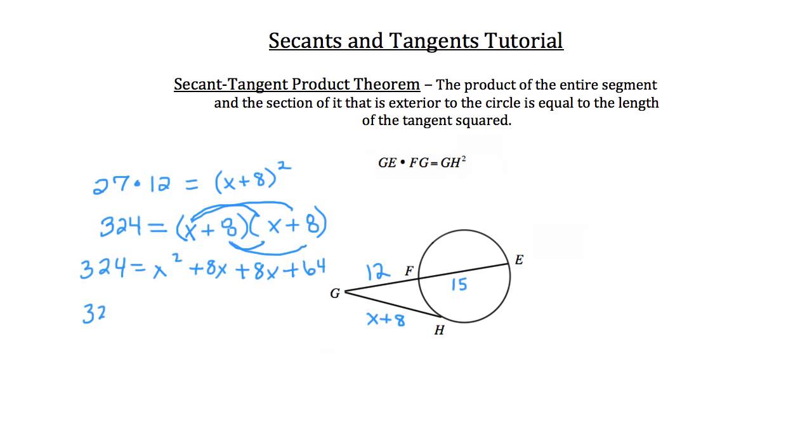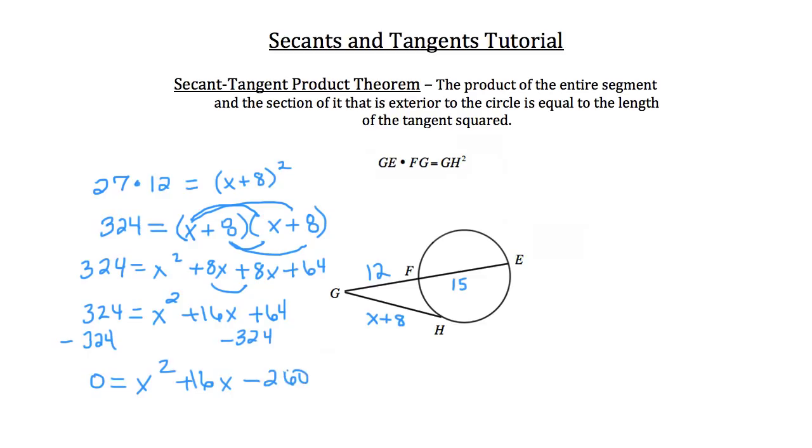So we have 324 is equal, now I'm going to combine our like terms on the right hand side, so equal to x squared plus 16x, I just added the 8x and the 8x, plus 64. Now we want to set it up like a quadratic and solve for x, so I'm going to subtract 324 from both sides of the equation. And we'll get 0 is equal to x squared plus 16x minus 260. So now we want to go ahead and factor that out. So when you factor this out, you're going to get 0 is equal to x plus 26 times x minus 10.